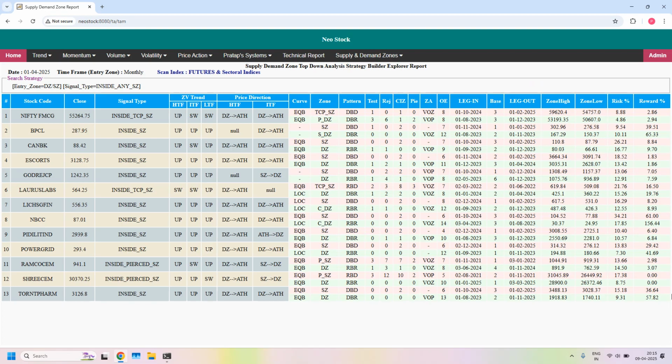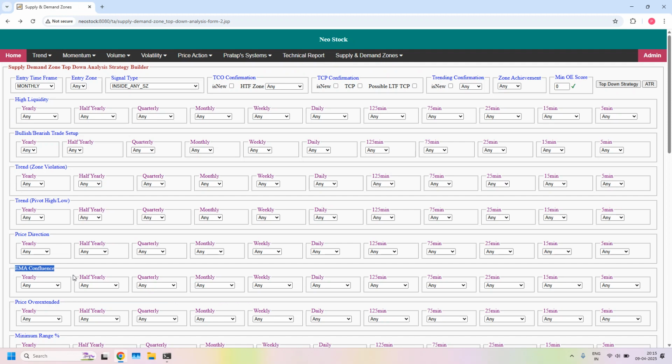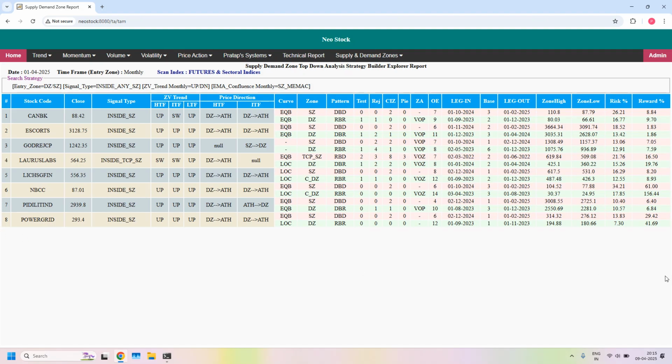Out of these 13, how many are having EMA confluence? That is monthly supply zone with monthly EMA confluence. So I'm setting the filter monthly supply zone with monthly EMA confluence. At the same time, trend on the monthly should not be sideways. Can be up or down. Out of 13, 8 stocks are filtered. So this is about monthly time frame.